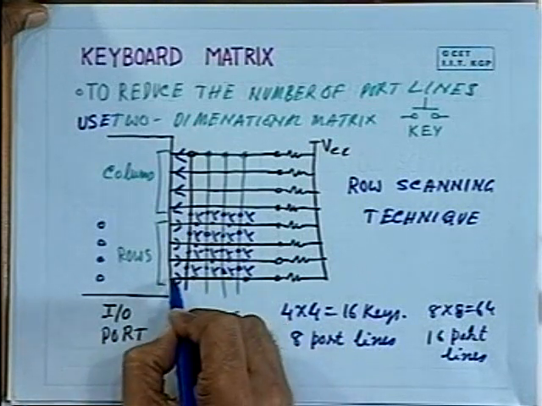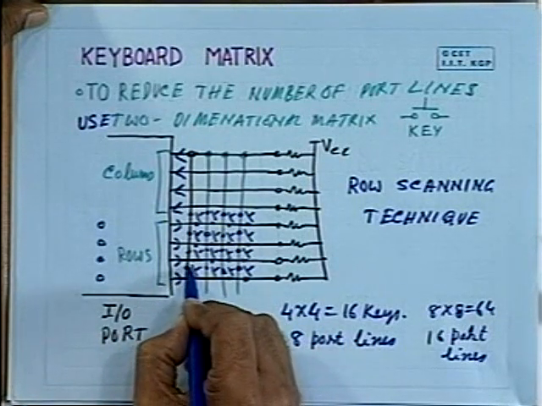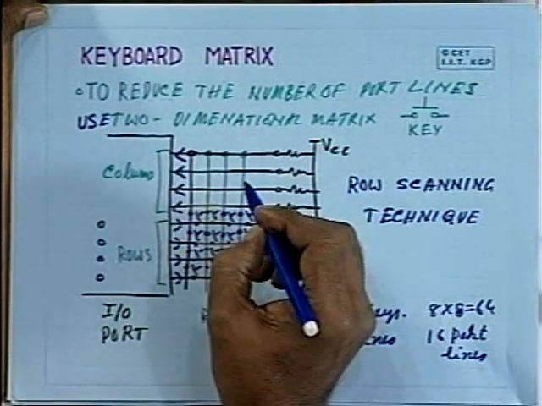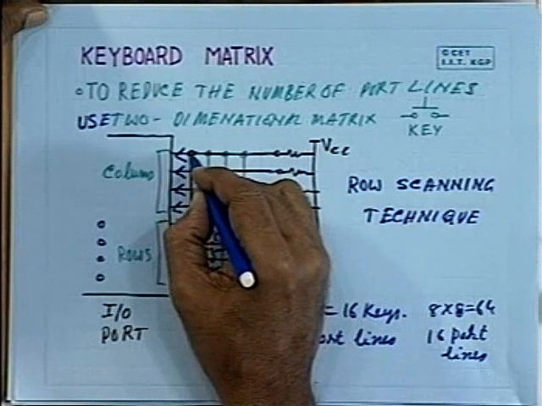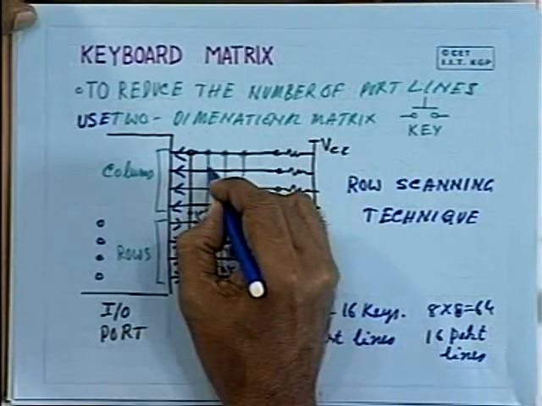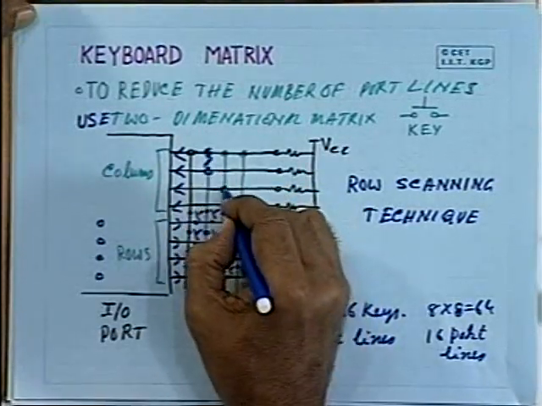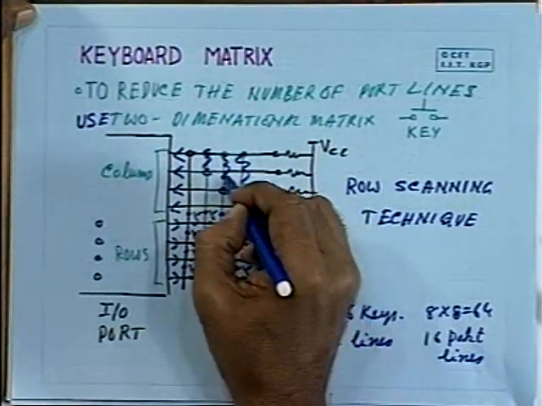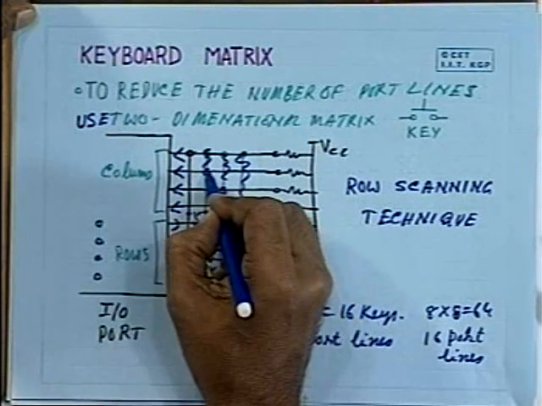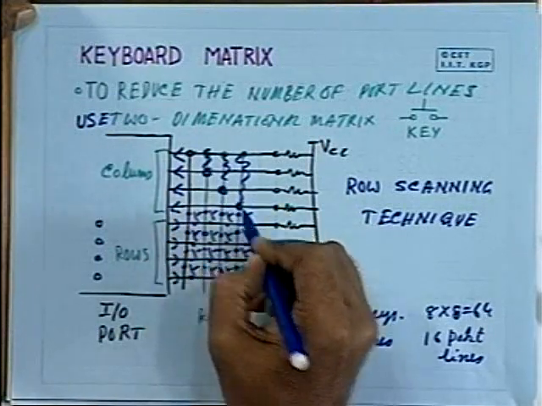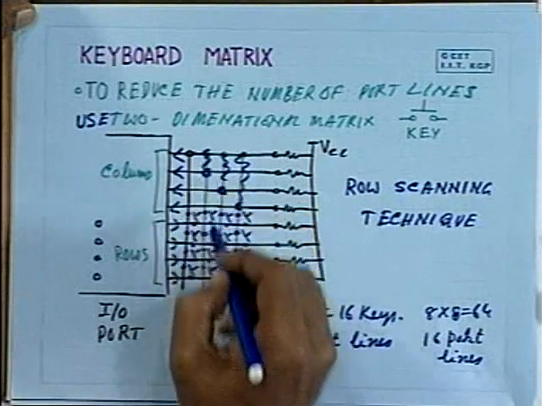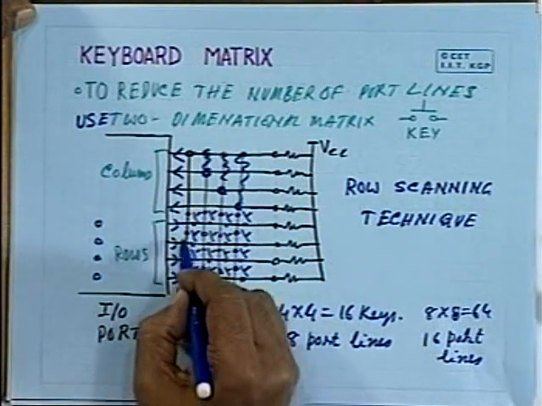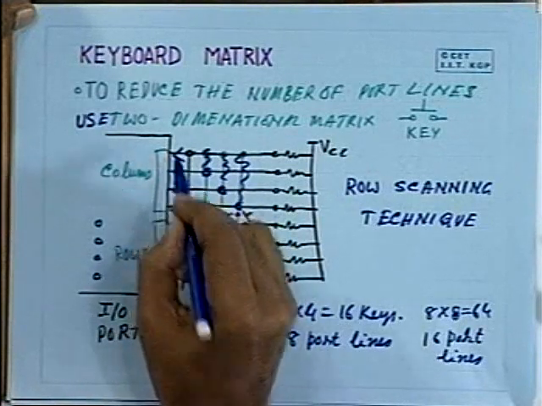And as this line becomes 0, that means if this key is depressed, you will read this one. Sorry, I have drawn it wrongly. Actually, this will come from this, not from here. This will come from this, and this will come from this. Actually, it will come from four rows. So here, here, and here. So if any of these keys is depressed, then this column will read 0.